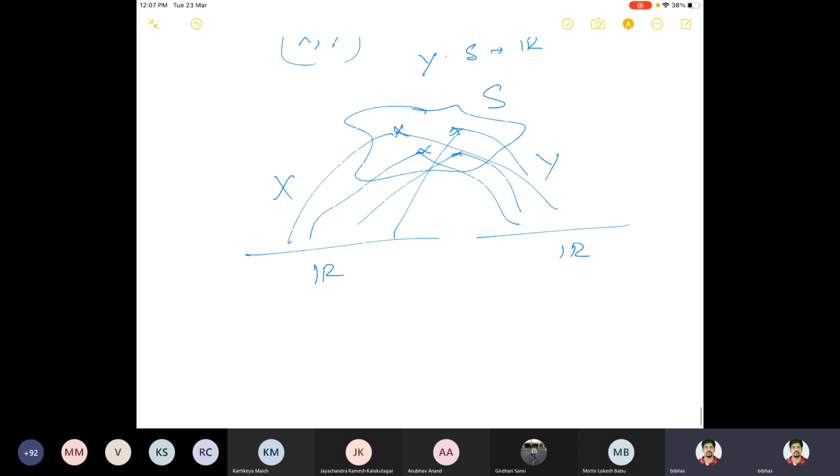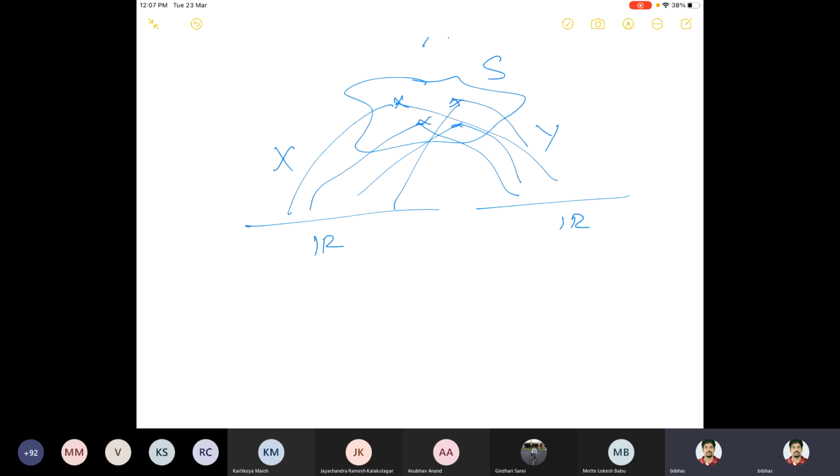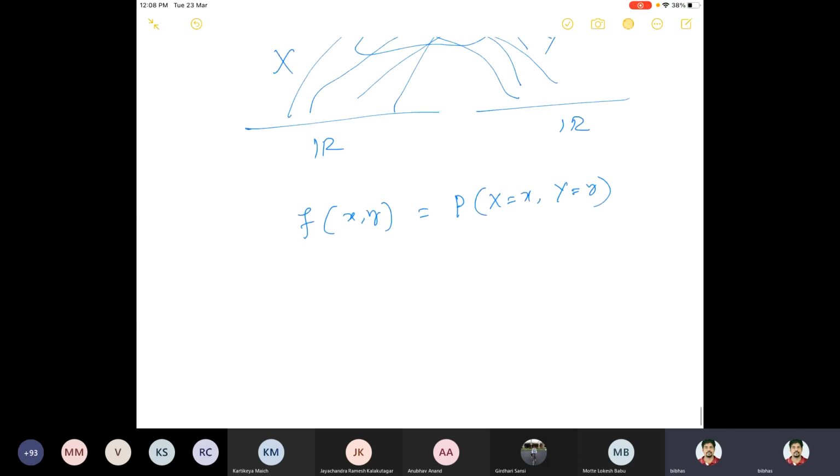And then we talked about what is called the joint probability distribution function, or the joint density function, joint cumulative density function. Basically, we talked about f of x,y, which is the probability of X equal to x and Y equal to y. For the case of discrete random variables, when X and Y both are discrete, we have seen that we can have a table for this.